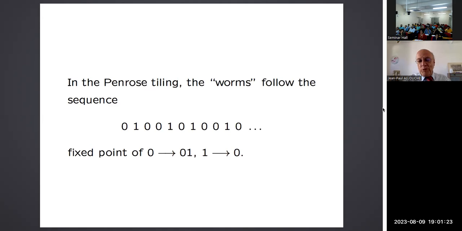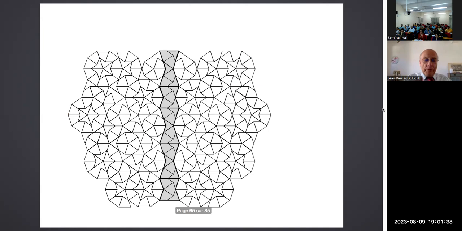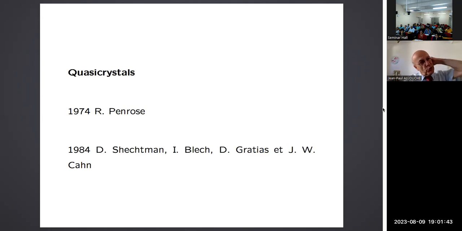You see, that's not exactly like the two Morse sequence, but it's sort of the same kind of mechanism. Okay, good. So people were interested in that, why not? And that was in 74, and in 84, Schechtmann succeeded in constructing some materials, some solids. Actually, the very first one was very thin, taking an alloy of aluminium and manganese, melting it, and then freezing it very quickly. And that gave something very unexpected.